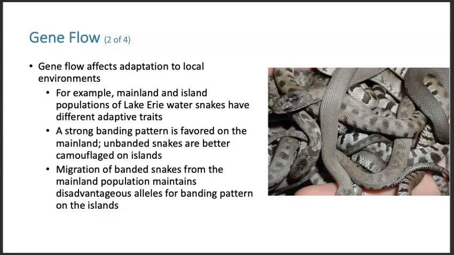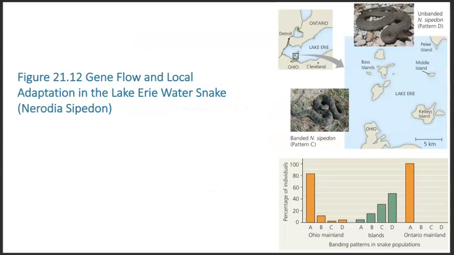So migration of banded snakes from the mainland population to the islands actually disadvantages the snakes on those islands because they start to have more banding on the islands. And really, it's better for those island snakes to have less banding. Take a look at this map-wise thing.